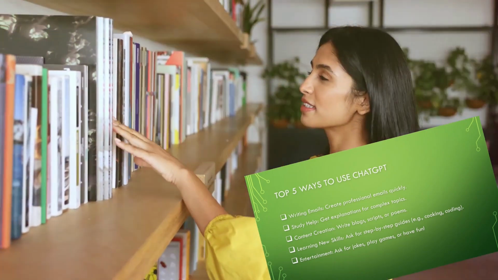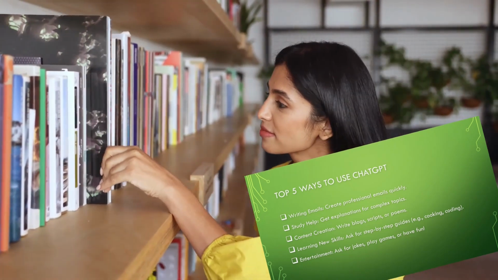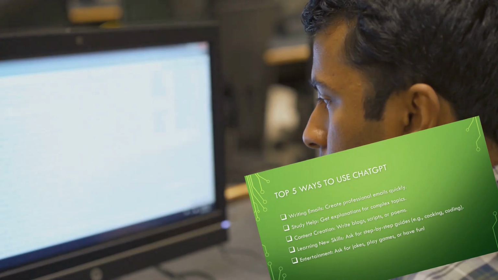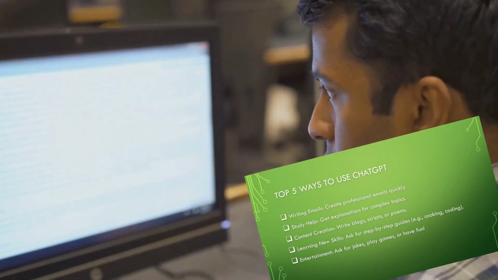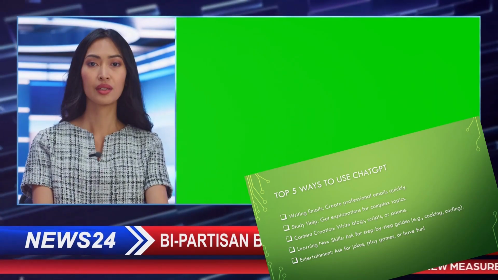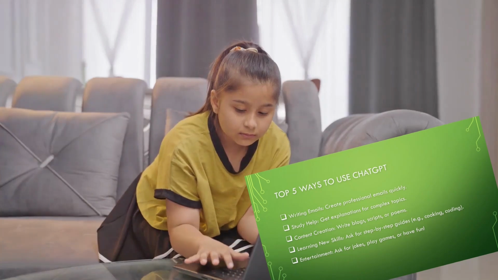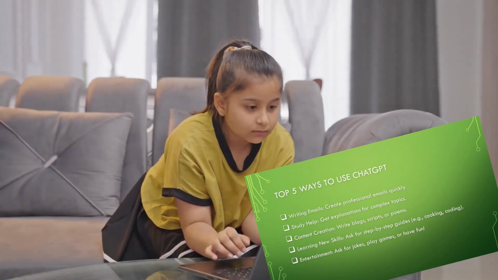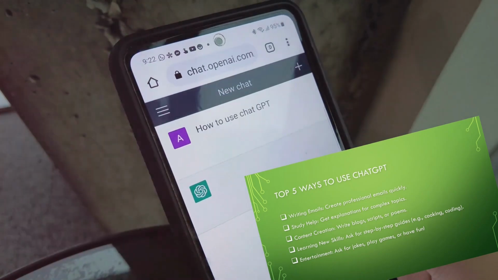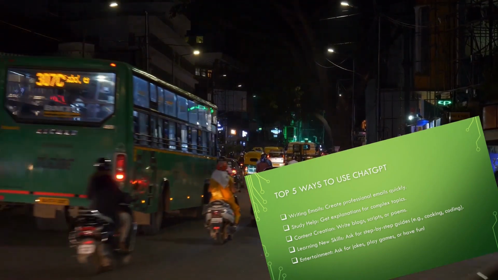Just tell ChatGPT, write a formal email requesting a meeting, and it will create the perfect email for you. All you have to do is copy, paste, and hit send. It's that easy. ChatGPT can write professional emails for you, job applications, and even resignation letters. Just give it the right command, and ChatGPT will handle the rest. So, what are you waiting for? Start using ChatGPT today and make your life easier.